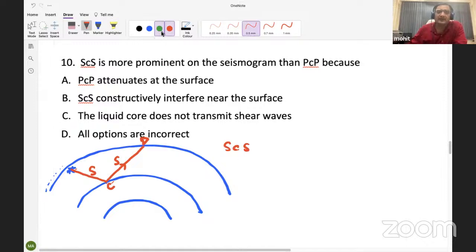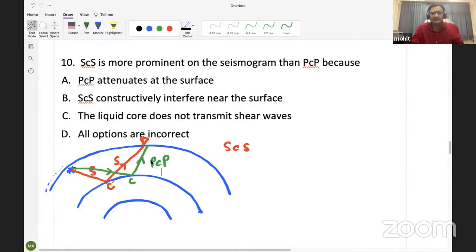So this entire path nomenclature is SCS. Likewise, you can talk about PCP wave. If suppose there is a wave that is traveling from the same source maybe and going down as P wave, getting reflected from the core, that's why C term will come up and then gets recorded at the receiver. Okay, so this is your PCP.